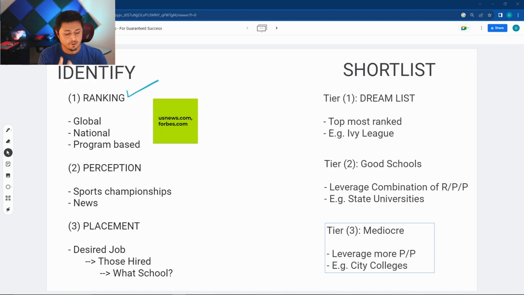Ranking corresponds to global ranking, national ranking, or the ranking of the specific program that you're applying for. You'd want to look for an average of the 3. And you can look at websites such as usnews.com or forbes.com.